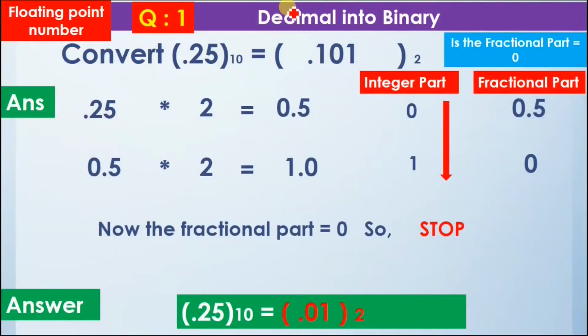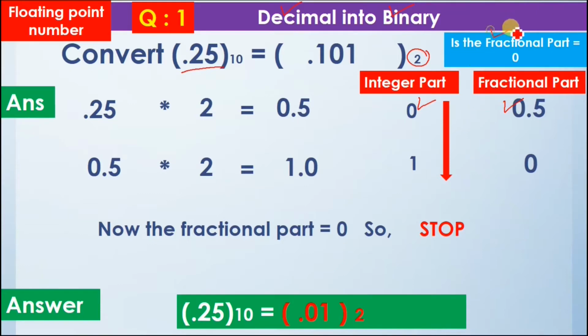So in question number 1, we are given a decimal number and we have to convert it into binary. The number given is 0.25 and we have to convert it into binary. As the number is floating point, we will use this procedure. So first of all, we will multiply the number with 2, because we are converting it into binary. 0.25 into 2 is equal to 0.5. So in this case, we can see that the integer part is 0 and the fractional part is 0.5.